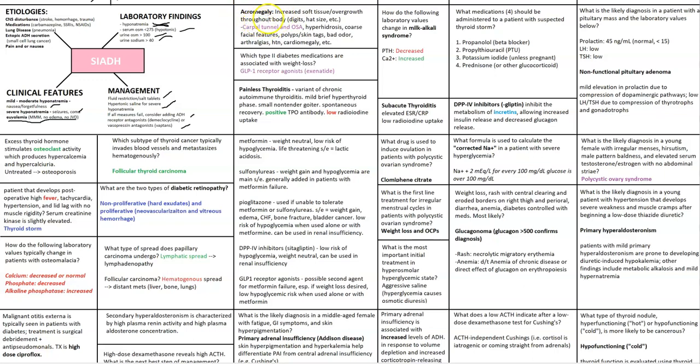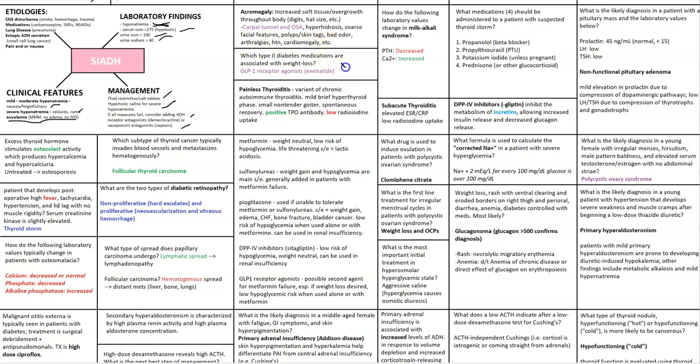Acromegaly is an interesting disease process. It results from increased soft tissue overgrowth throughout the body, so digits and hat size all increase. Because everything is getting bigger, you can imagine that patients are going to get bilateral carpal tunnel as well as OSA. They'll also have hyperhidrosis, coarse facial features, polyps, skin tags, bad odor, arthralgias, hypertension, and cardiomegaly.